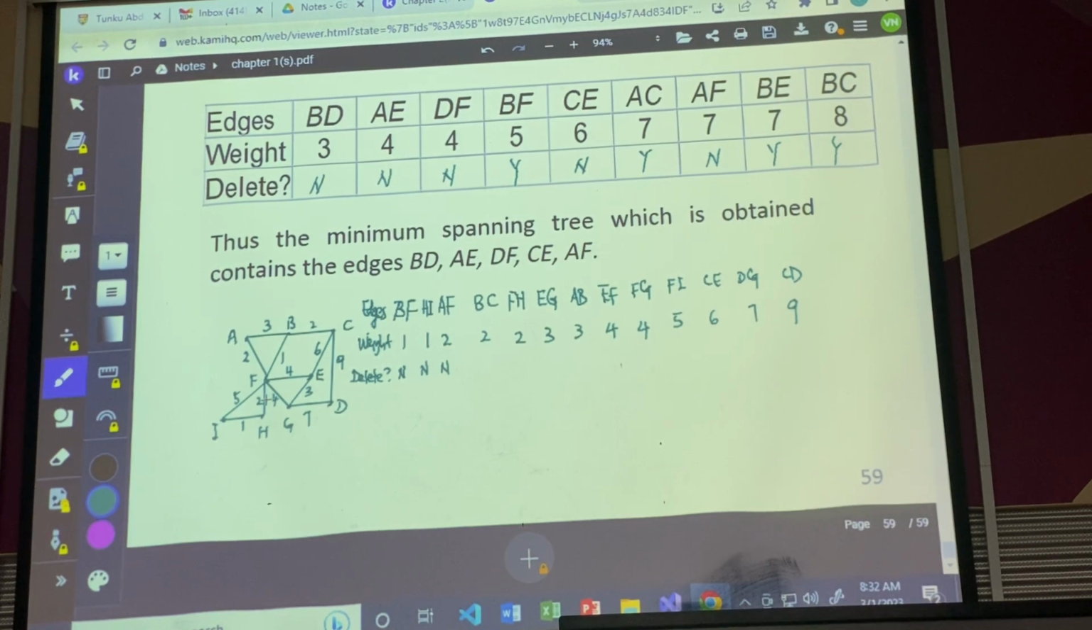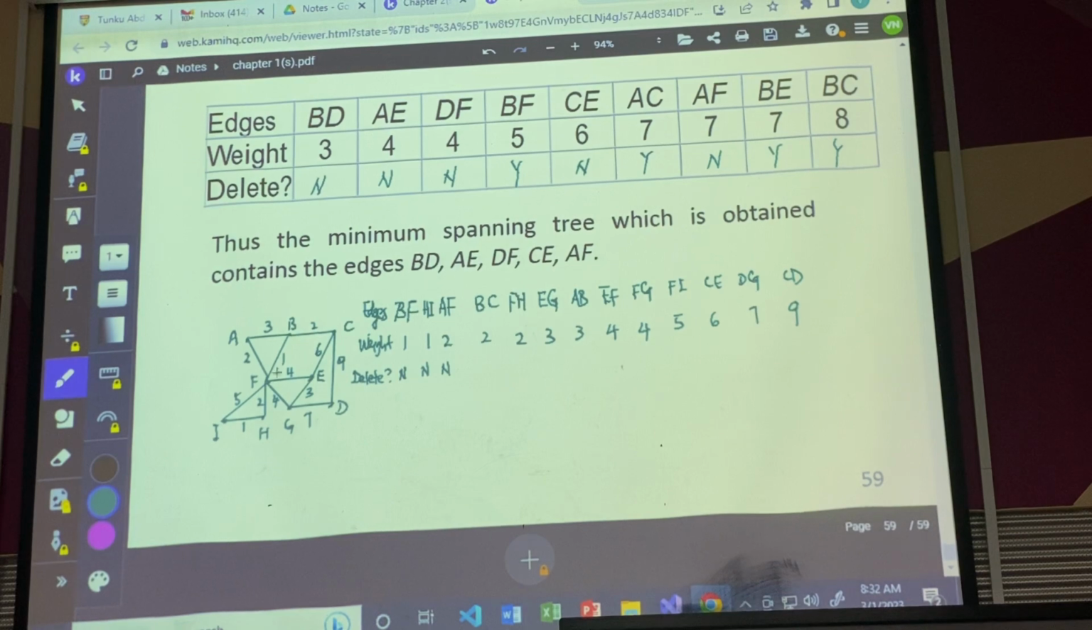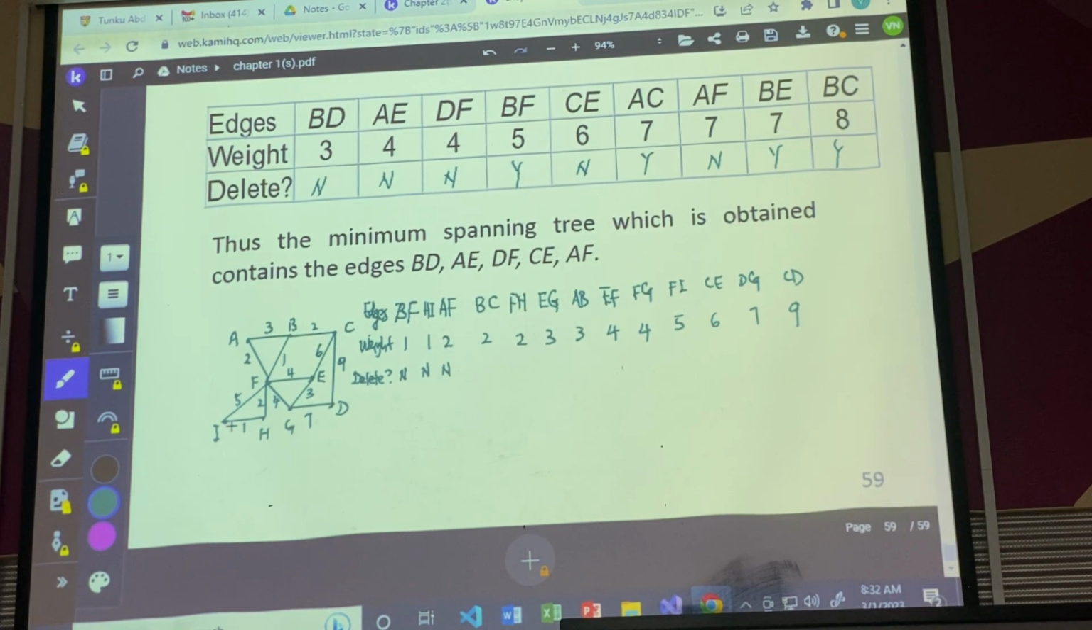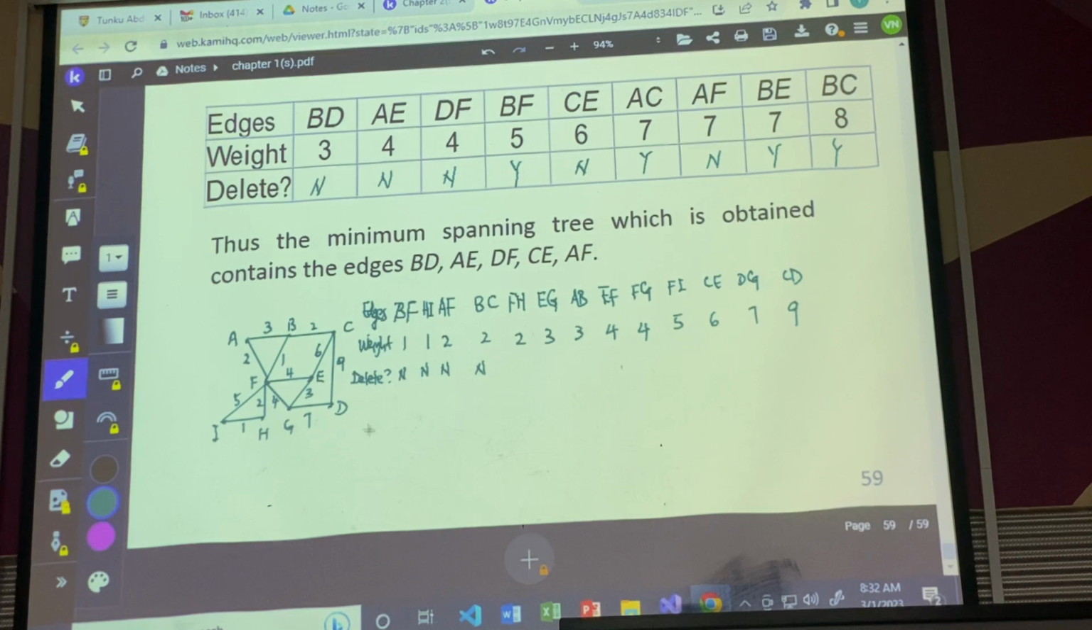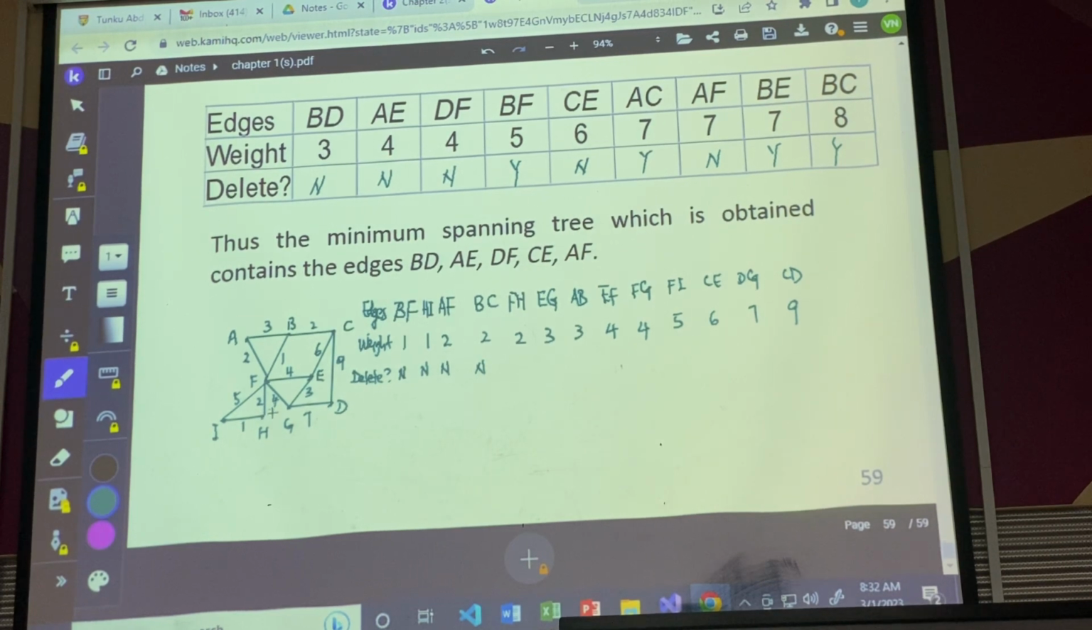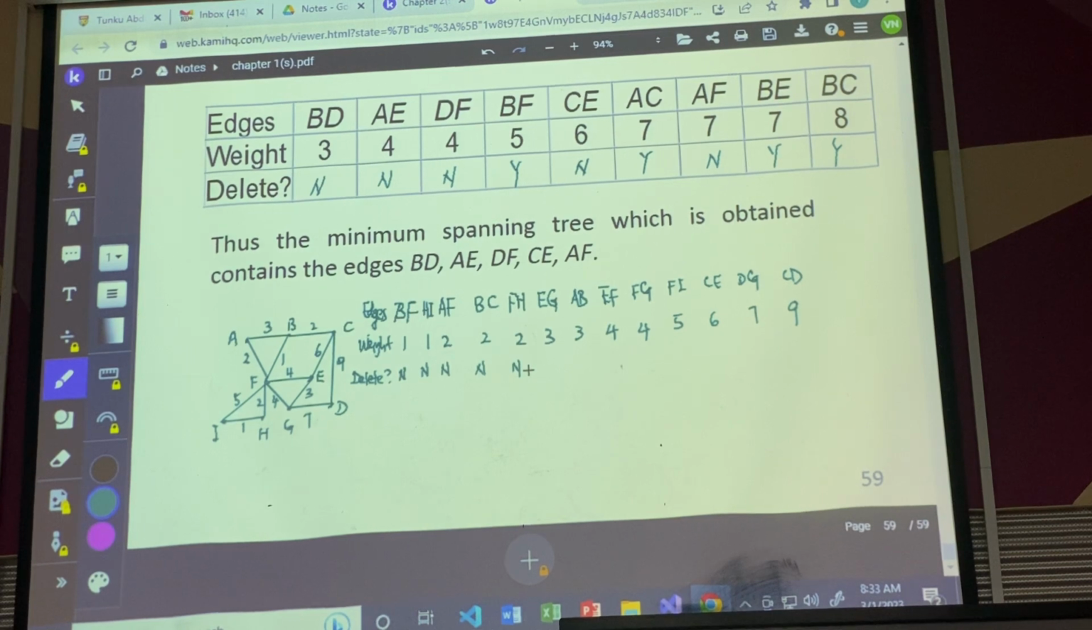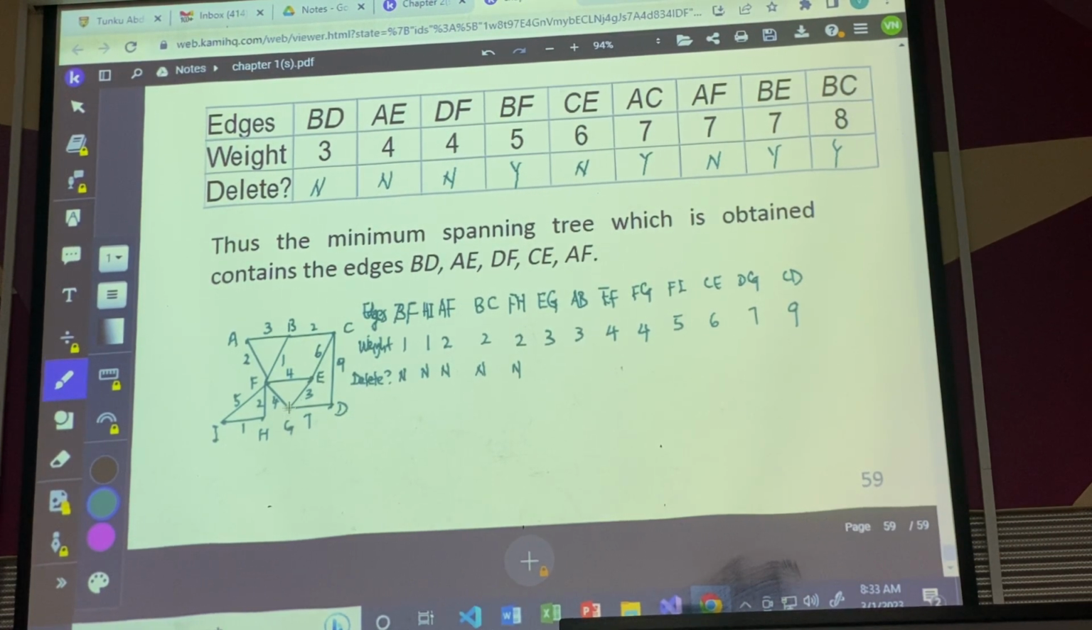Okay, so you need to know now you already have a BF here. You already have HI here. Then you have the AF too. And then you come to BC here too. Not related, right? So we will not delete this. FH. FH 2. Just now we only choose the HI, right? So now we still can have FH. No cycle also. EG.